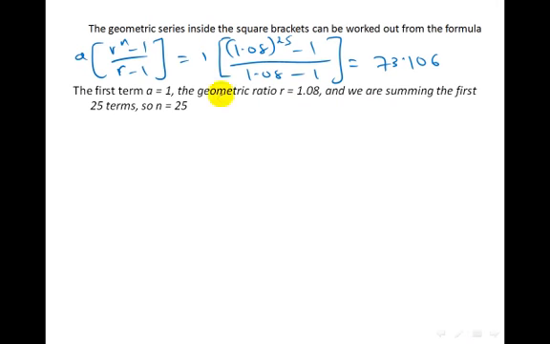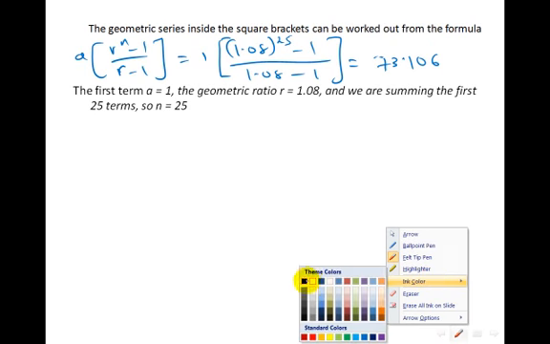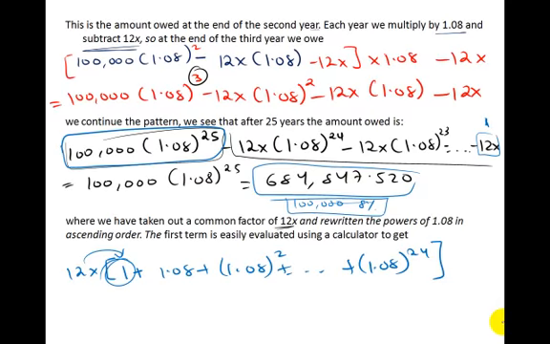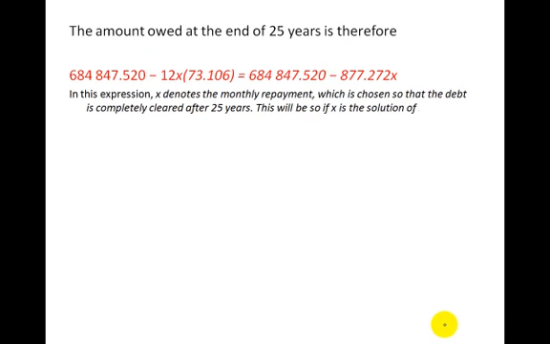Here, that's what I told you, that the first term is a and the geometric ratio is 1.08, and we are assuming that the number of terms is 25, so we got this answer. We found this answer. Now let's go to the next page. So the amount owed at the end of the 25th year will be the whole amount that is owed, minus 12 times the amount that's paid, and we already got this one, which is 684 minus, you know how I found this one, by 1.08 to the power of 12 to see the monthly payment.